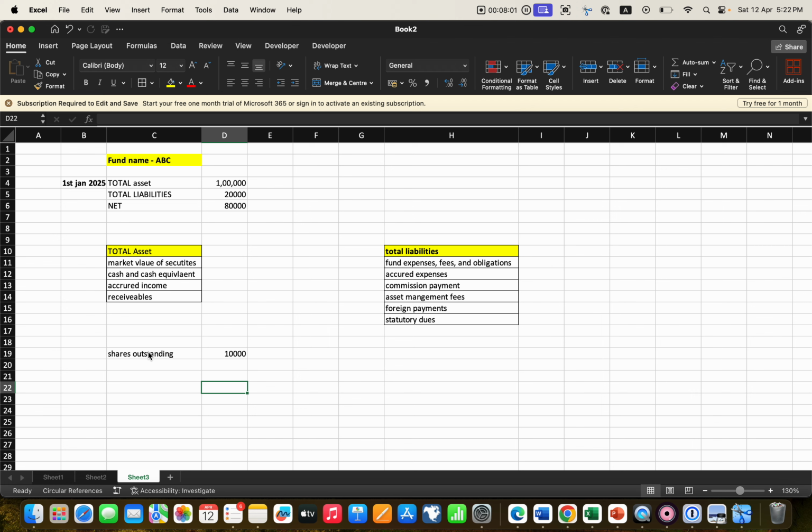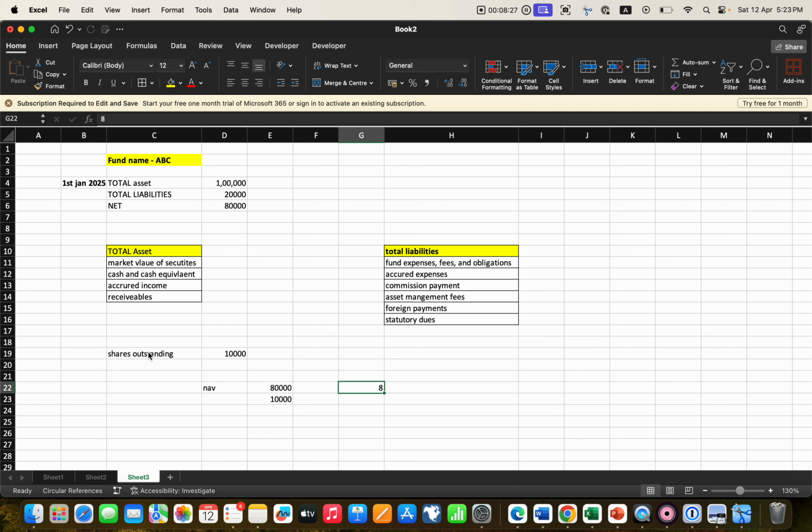Okay. So as per the NAV calculation formula, total asset minus total liability is 80,000, and the shares outstanding is 10,000. Okay, so our NAV will be coming as 8.